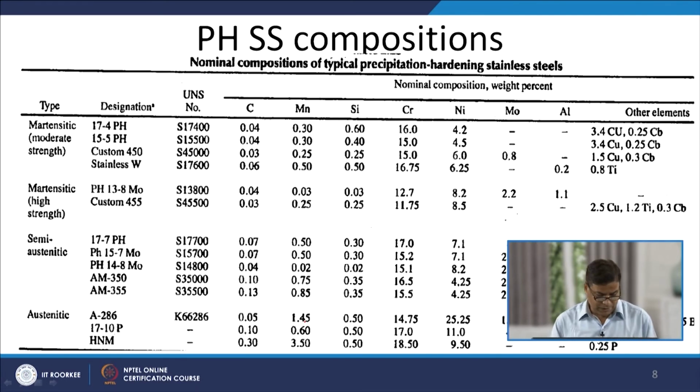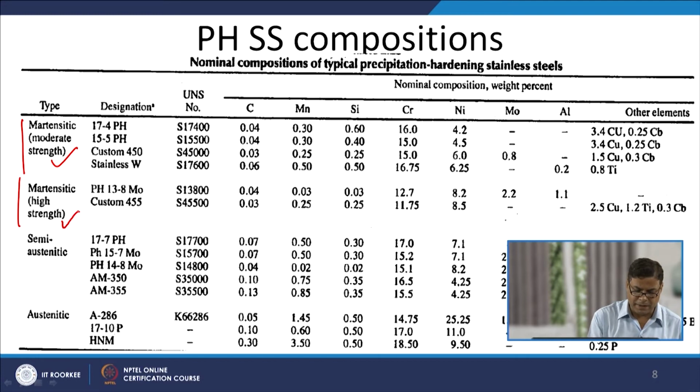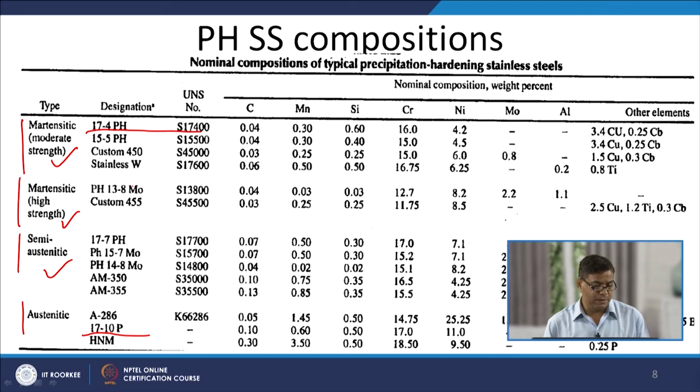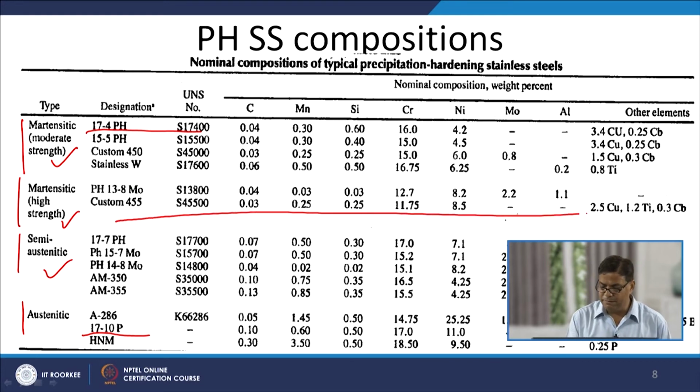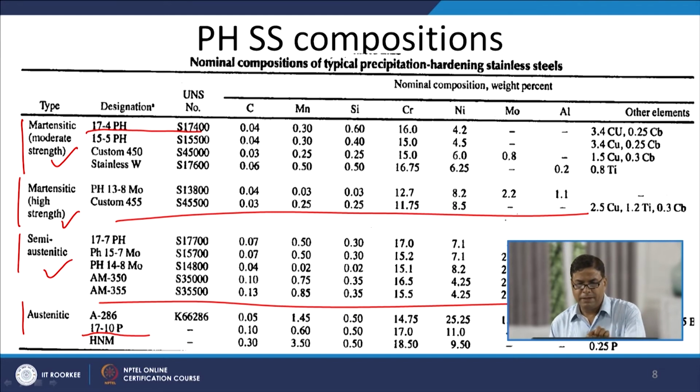As far as the different types of precipitation hardenable stainless steels are concerned, there are three categories as I have said: martensitic type, moderate strength, martensitic type, high strength, semi austenitic, and the austenitic, where the matrix is austenitic in the precipitation hardenable stainless steel, and the corresponding composition is given like 17-4. Precipitation hardenable is one of the most commonly used, then there is like 17-10. So, there are various grades of the moderate strength and high strength martensitic precipitation hardenable steels, or the austenitic and the semi austenitic precipitation hardenable steels, and the different elements present with these different grades of the stainless steel are shown in this table.